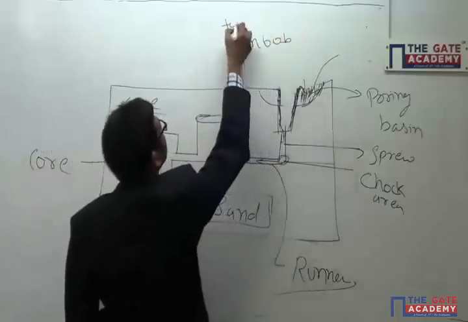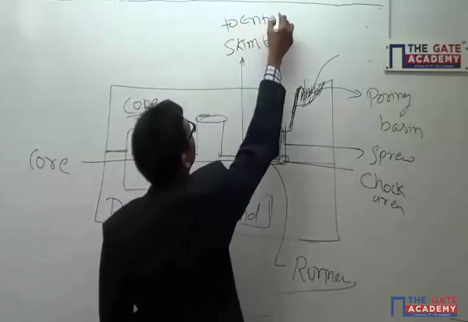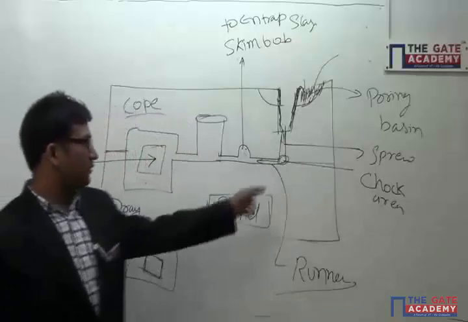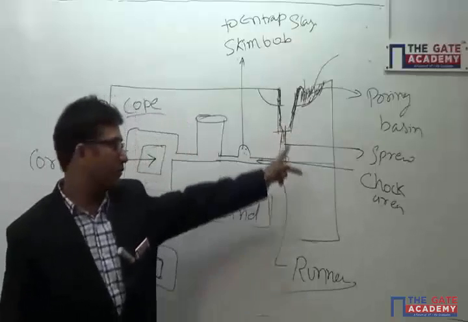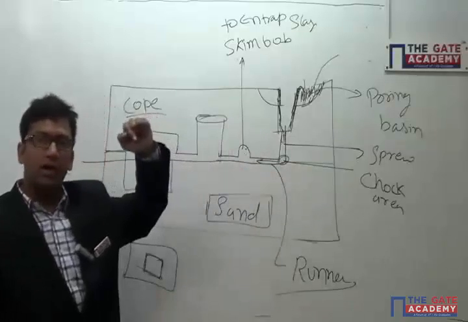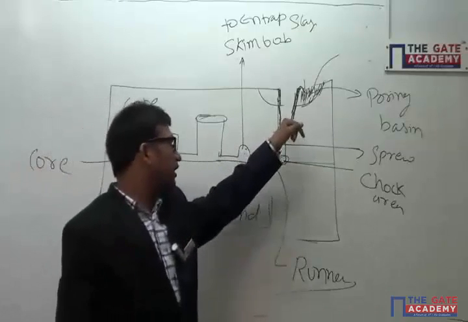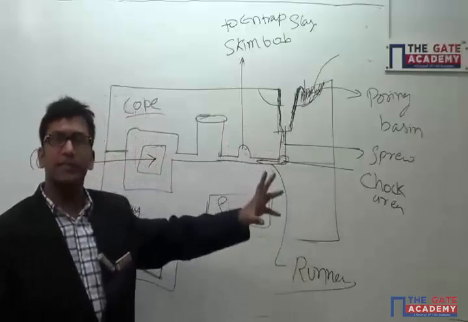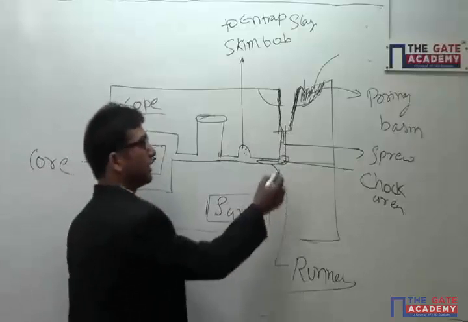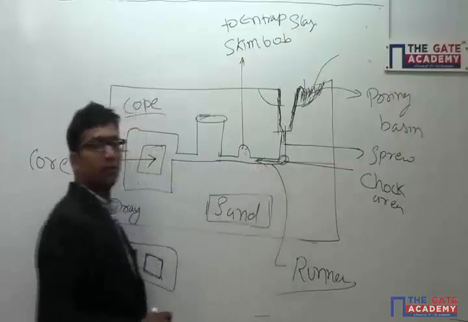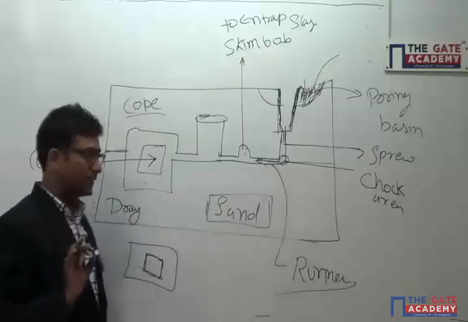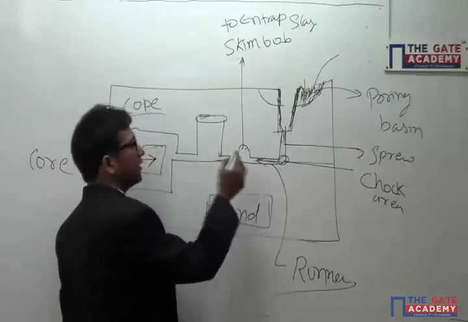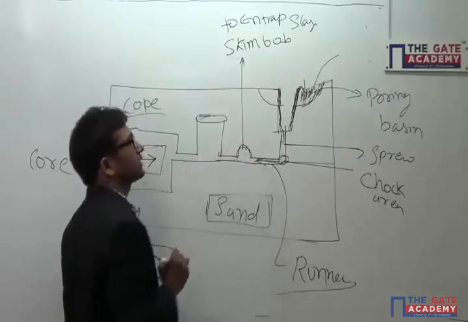To entrap slag. Some slag will be created because very high velocity molten material will be coming into this cavity. So when it strikes the sand, some sand particles will be eroded, and they will go by this channel into my mold cavity. To stop these sand particles going into my mold cavity, I made this thing, the skim bob.